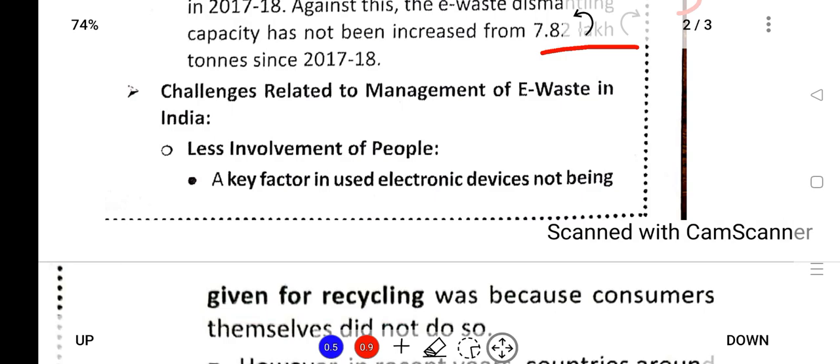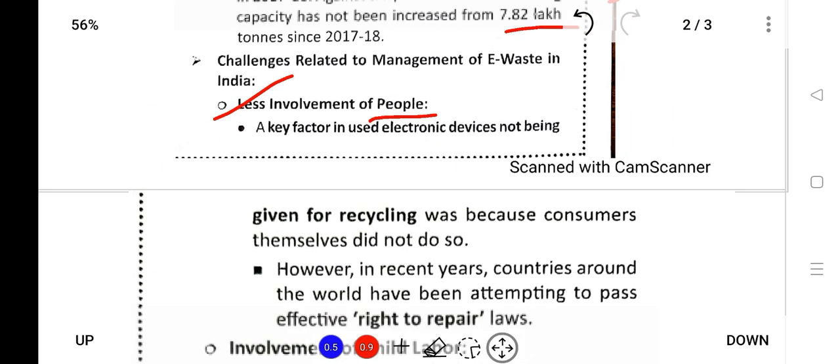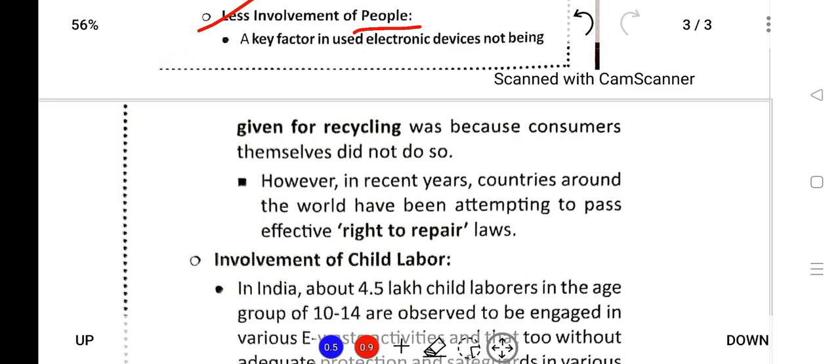E-waste remains a bigger problem in India, and this has remained a challenge for India. Some of the reasons are: number one, less involvement of people. People are less interested in the management and control of e-waste because they are not well educated on the subject. So countries have been making efforts to make right to repair laws.